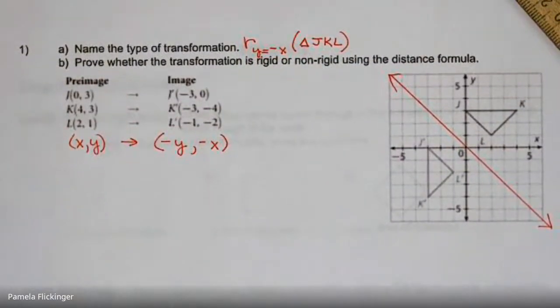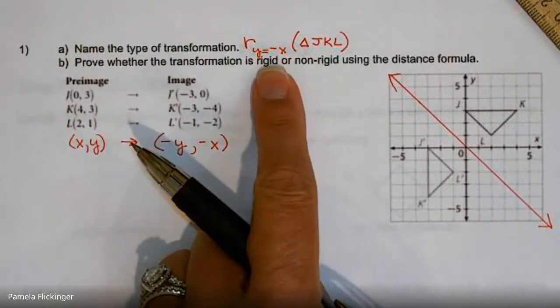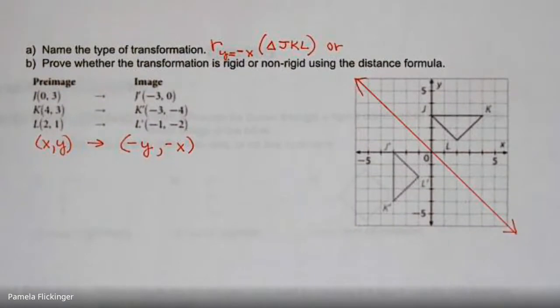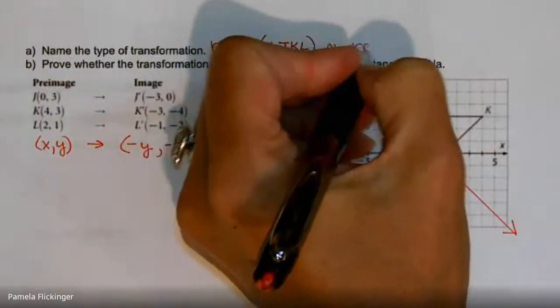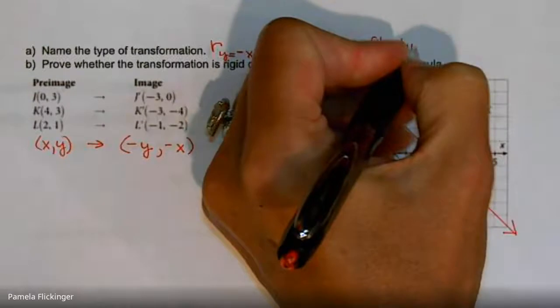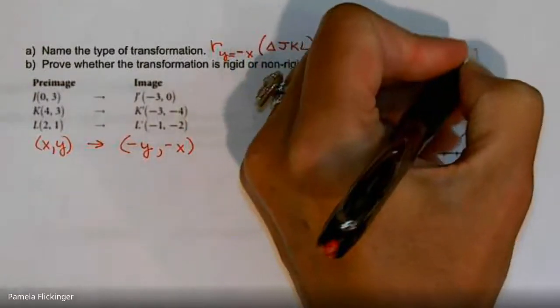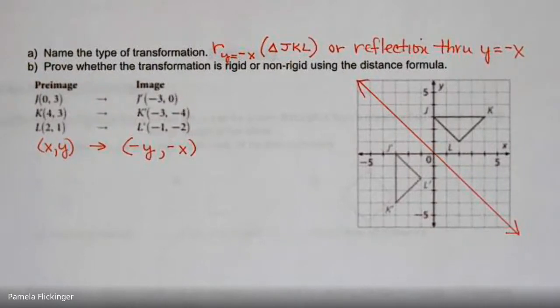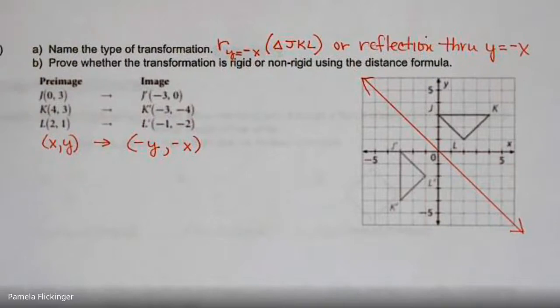And now you can see that that is y equals negative x. The other way that I will allow you to describe it or name it is that you can tell me it's a reflection using words through, but be specific: y equals negative x. Just don't tell me it's a reflection and stop there. Be very specific. So that's the naming part.